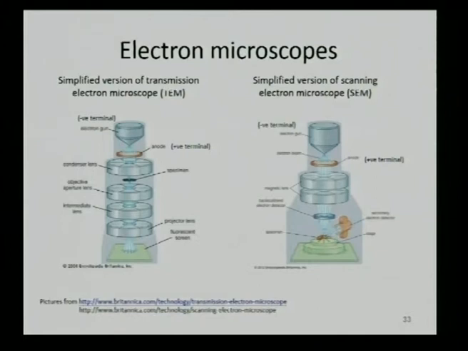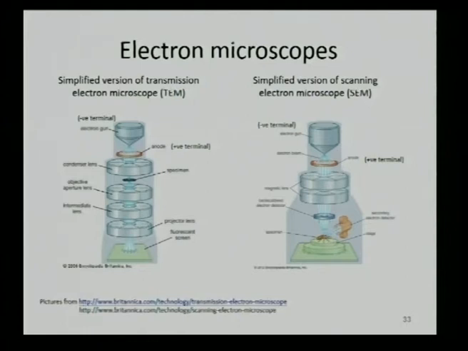All lenses in an electron microscope are magnetic lenses. Between the electron gun and the sample, you can find the condenser lens. The condenser lens controls the intensity of the electron beam, and it also makes sure that the electron beam is narrow. We put the sample on a stage here, which is movable, and the sample is in vacuum.